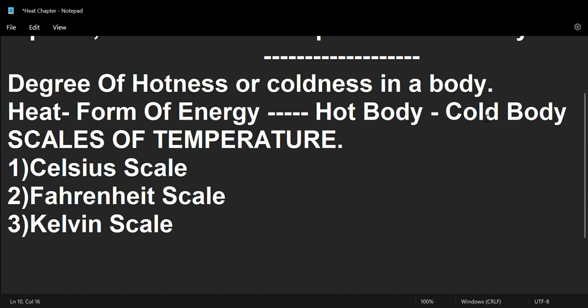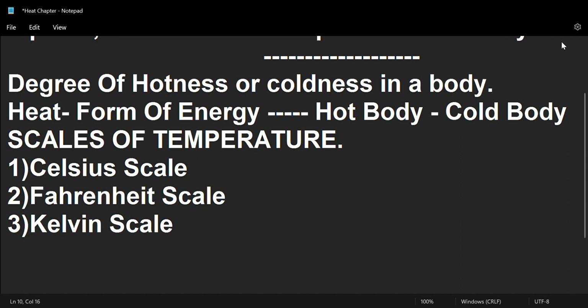Now we are going to learn about the relationship between the Celsius and the Fahrenheit scales. Ice point is 0 degrees Celsius and 32 degrees Fahrenheit. The steam point is 100 degrees Celsius and 212 degrees Fahrenheit. So 100 divisions of the Celsius scale are 180 divisions of the Fahrenheit scale. Thus, one division of the Celsius scale is 180 upon 100, or 9 upon 5, divisions of the Fahrenheit scale.